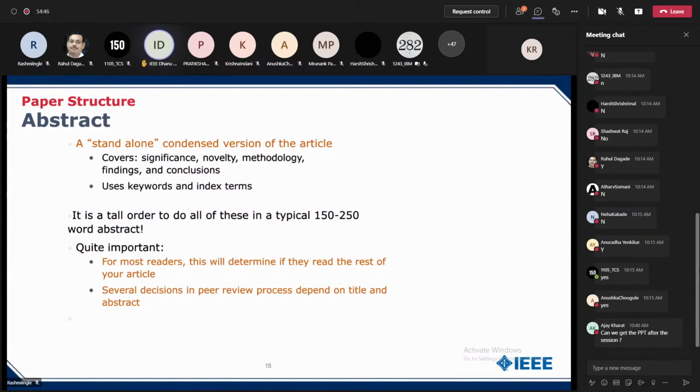Abstract summary. Many times, especially we have seen in IEEE that the beginners actually confuse this with the conclusion. So please do not, because conclusion is different, abstract is different. So the abstract covers the significance. It is normally like 150 to 250 words. It uses the keywords and index terms. It covers the whole article in a nutshell within 150 to 250 words.